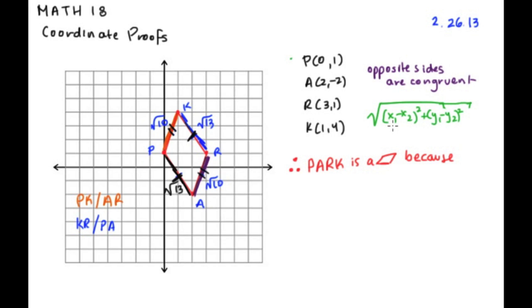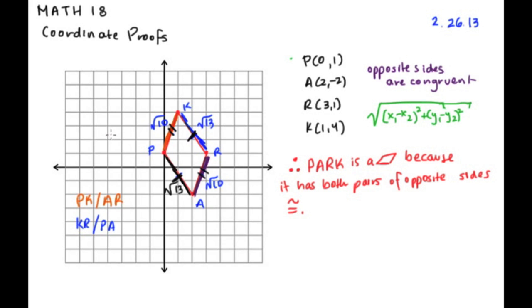because it has two pairs. Oh, actually, why write two pairs when I could just say opposite sides? Both pairs of opposite sides congruent. And that is our proof, and I just went over why because of the distance formula.